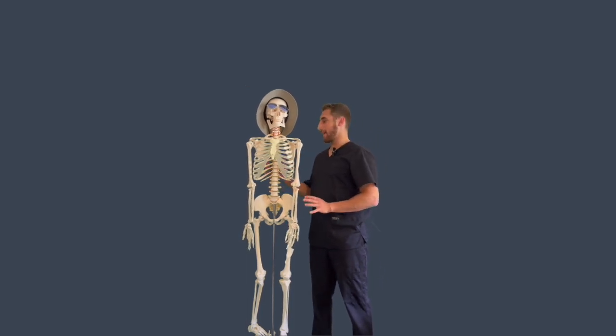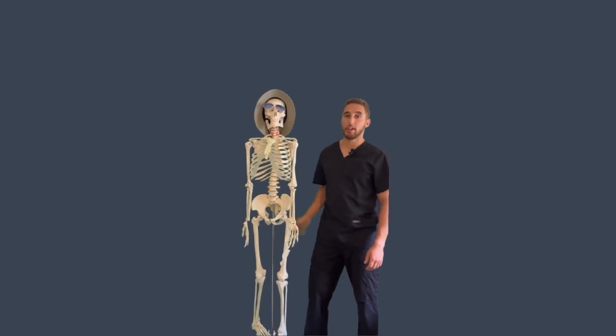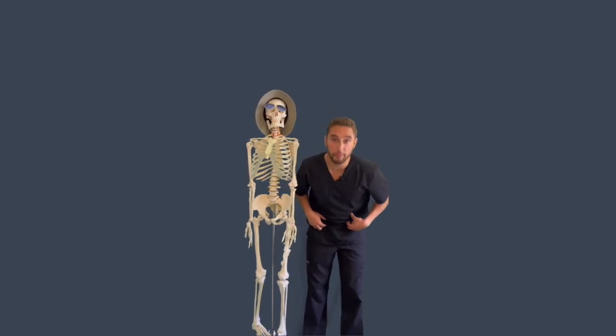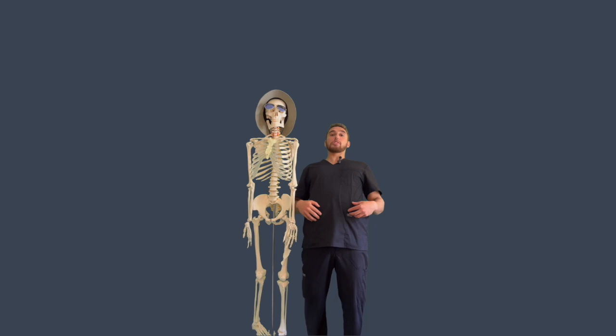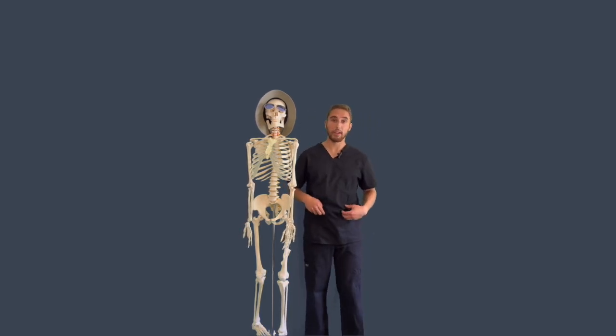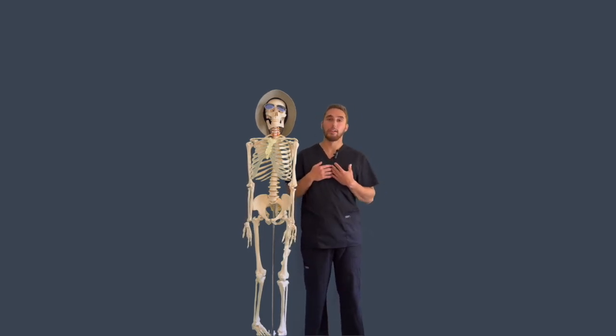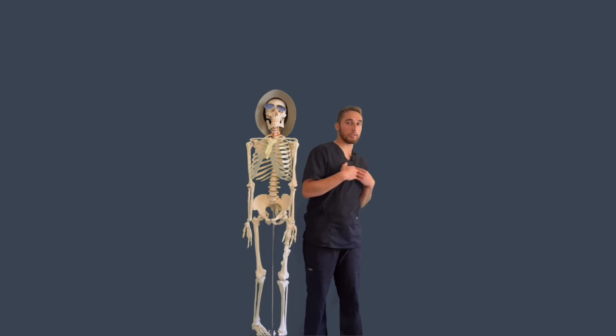Now we're going to do the spine. Jimmy Bones is really not very flexible, so I'm going to show you on myself. You have, again, flexion going forward, extension going back, lateral flexion to the side or side bending. Then you have rotation. So flexion, extension, lateral flexion, rotation.